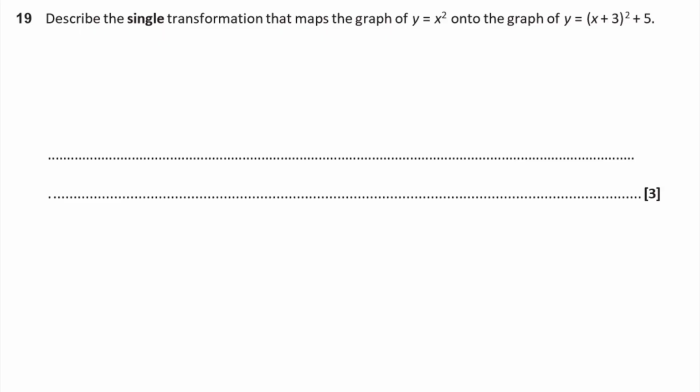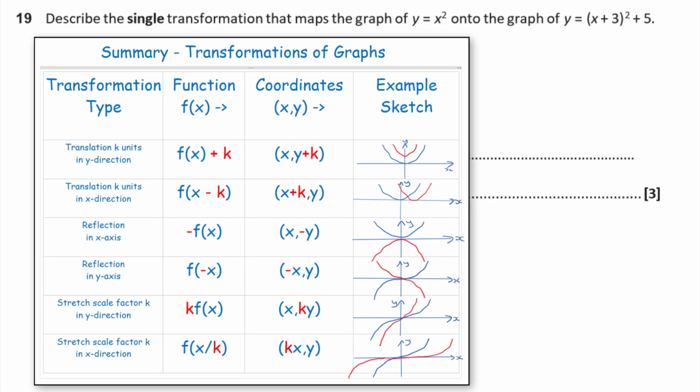Question 19. Describe the single transformation that maps the graph of y equals x squared onto the graph of y equals x plus 3 all squared plus 5. Now, pulling up this handy table of the various transformations of graphs that you need to know. You need to know 6: 2 translations, 2 reflections, 2 stretches.